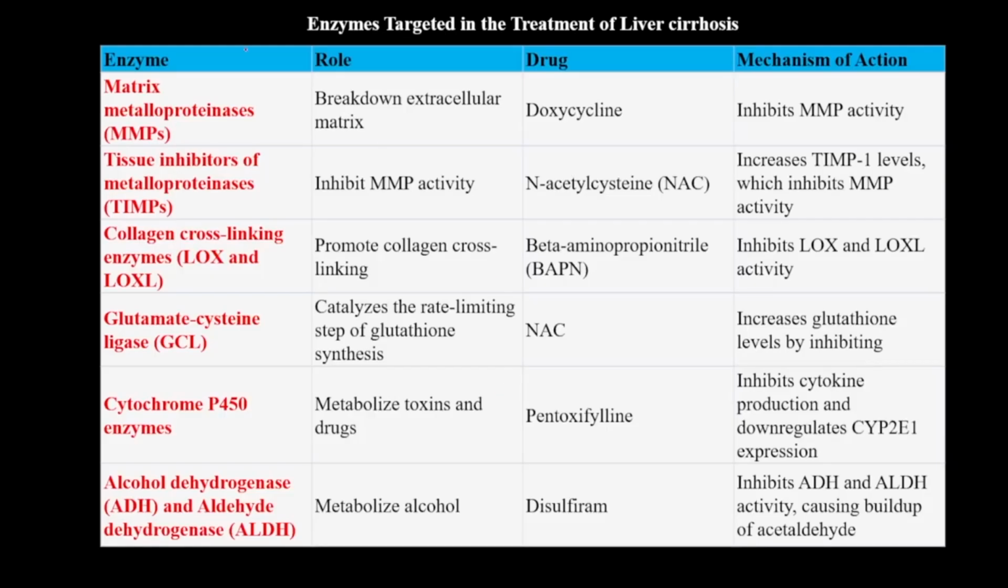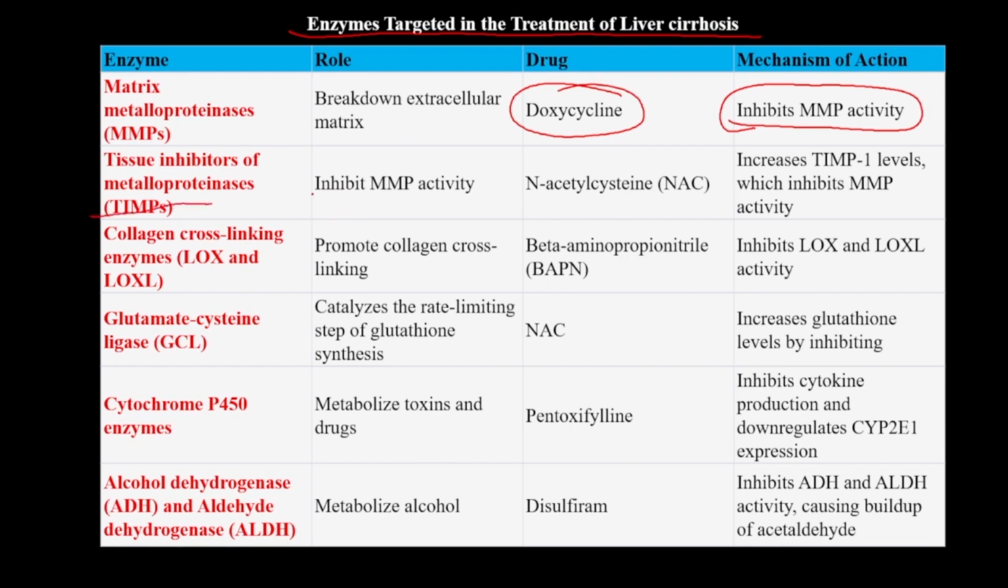What we are talking about is the enzymes which are used as targets in the treatment of liver diseases. You can have the different types of MMPs, which have the role of breaking down the cellular matrix, and you can use the drug called doxycycline, which inhibits the MMP activity. Once you have the loss of the MMP activity, it helps in terms of liver cirrhosis.